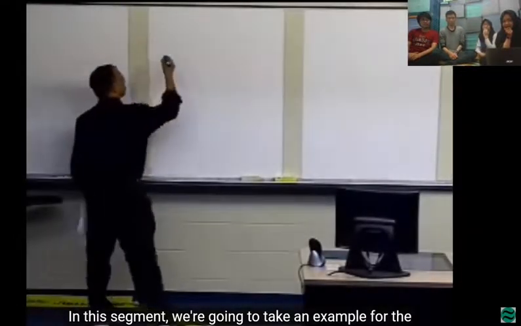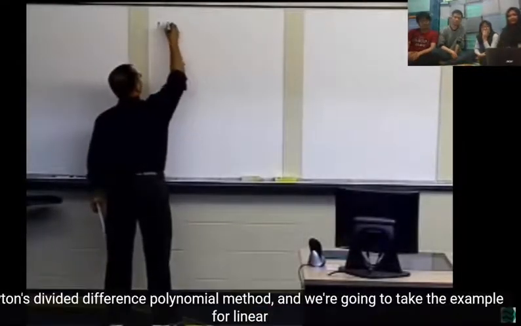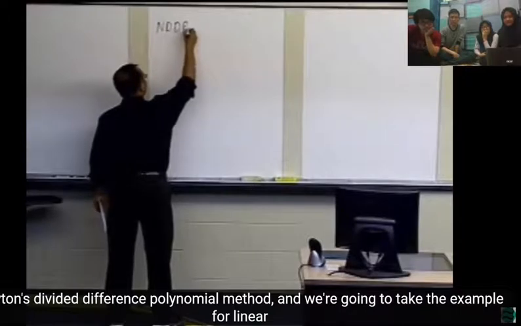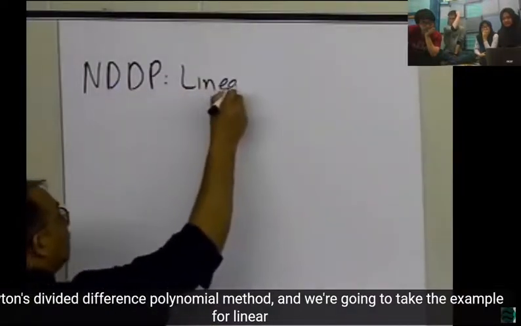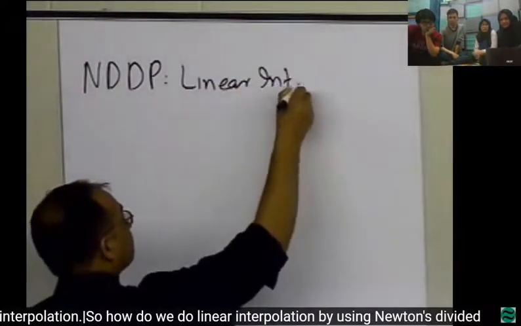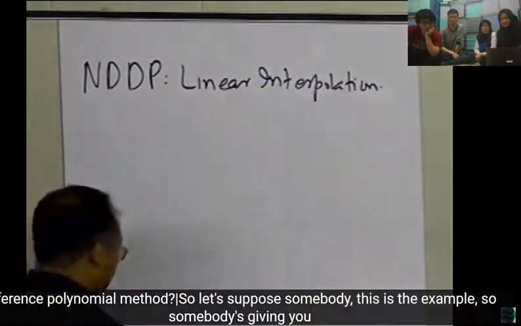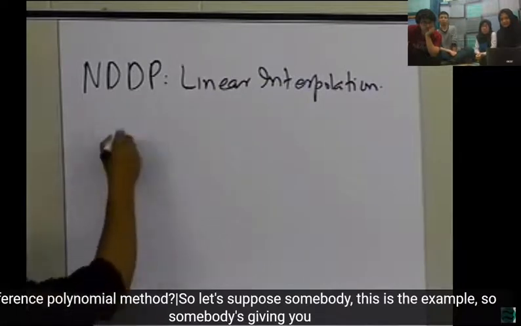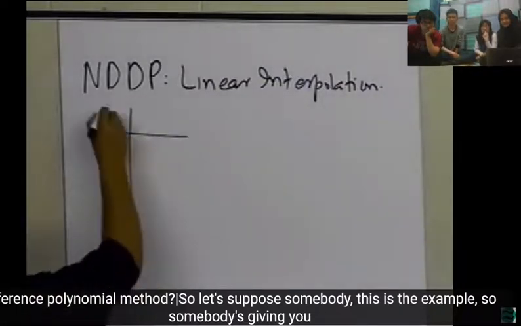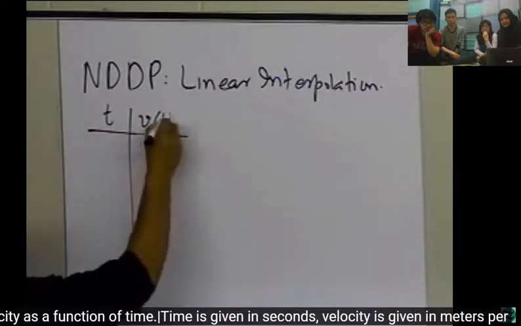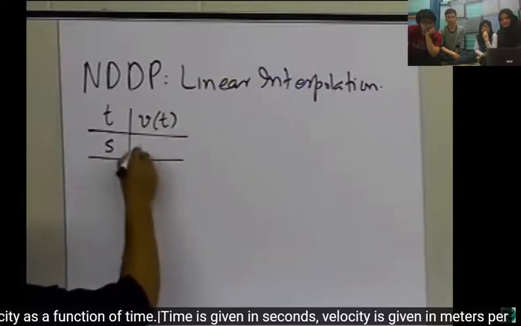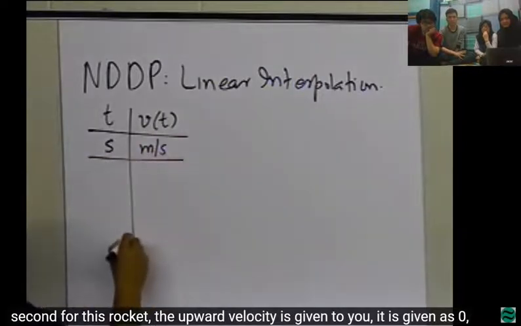In this segment, we're going to take an example for the Newton's divided difference polynomial method, and we're going to take the example for linear interpolation. So how do we do linear interpolation? By using Newton's divided difference polynomial method. So let's suppose this is the example. Somebody is giving you velocity as a function of time. Time is given in seconds, velocity is given in meters per second for this rocket. The upward velocity is given to you.